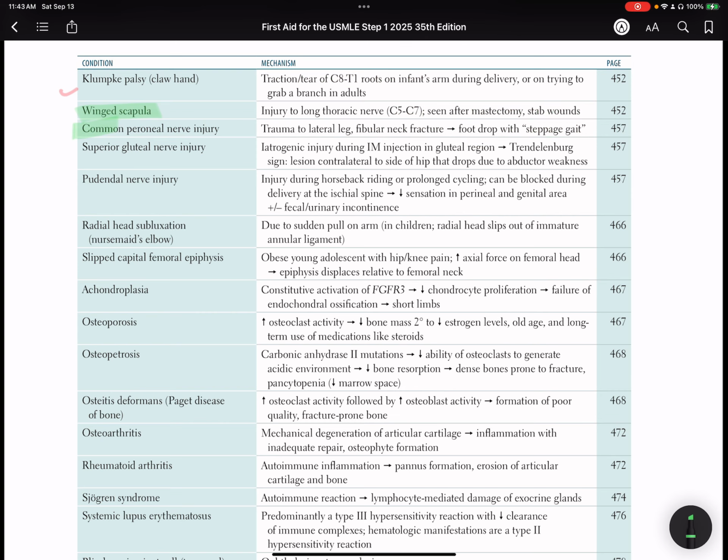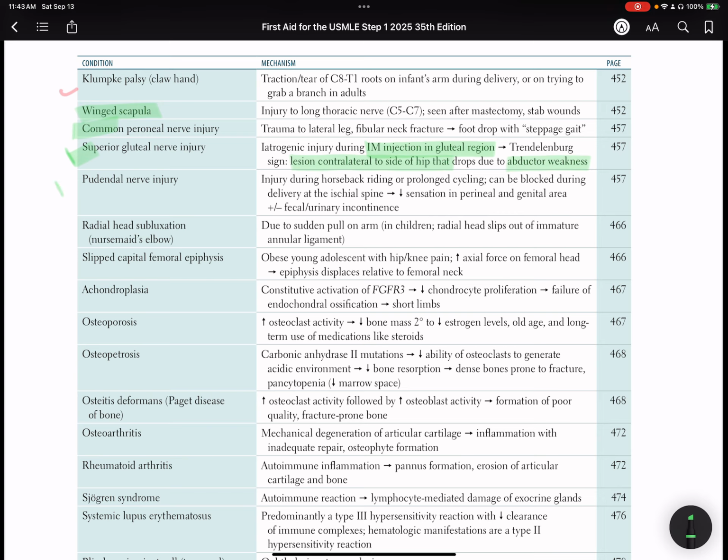Next is superior gluteal nerve injury. The mechanism behind superior gluteal nerve injury is iatrogenic injury during intramuscular injection in gluteal region, causing Trendelenburg sign, lesion contralateral to side of hip that drops due to abductor weakness.